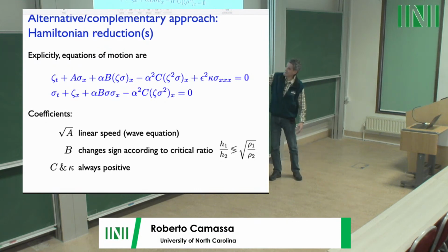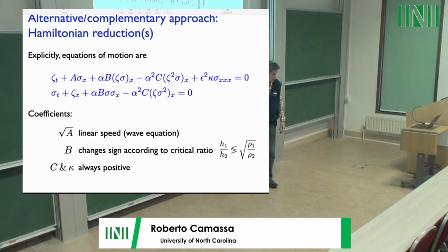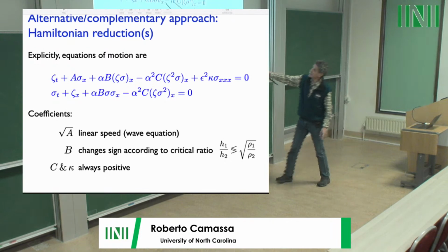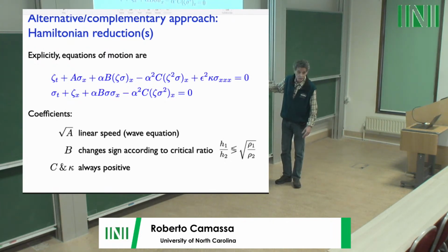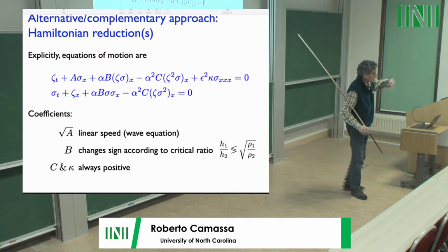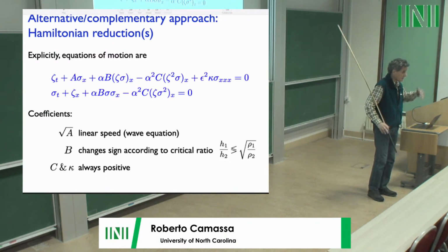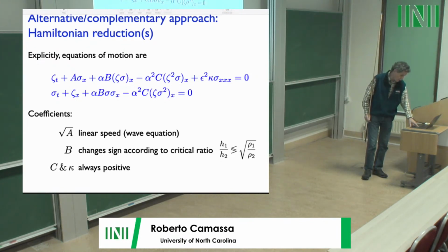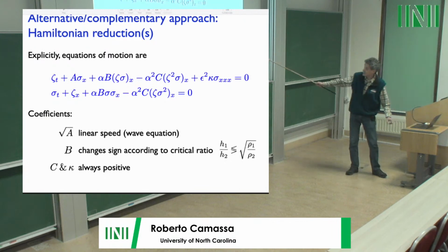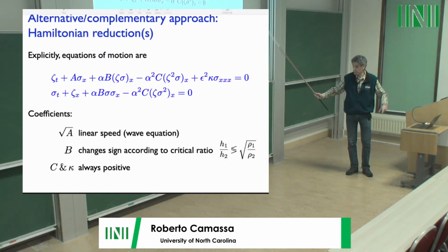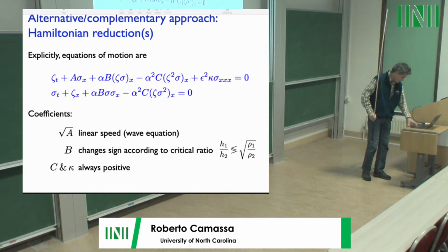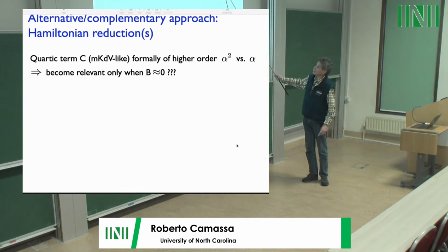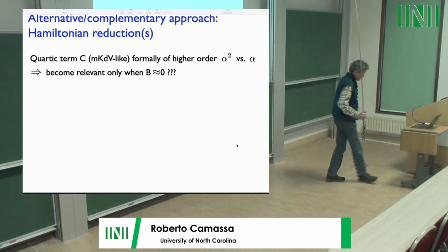Once you non-dimensionalize, you recognize the linear wave speed. And the most important parameter here possibly is this b, which changes sign exactly when the wave turns from depression to elevation. So this magic ratio is always there in this business, and it's a ratio of undisturbed layer thicknesses versus densities.